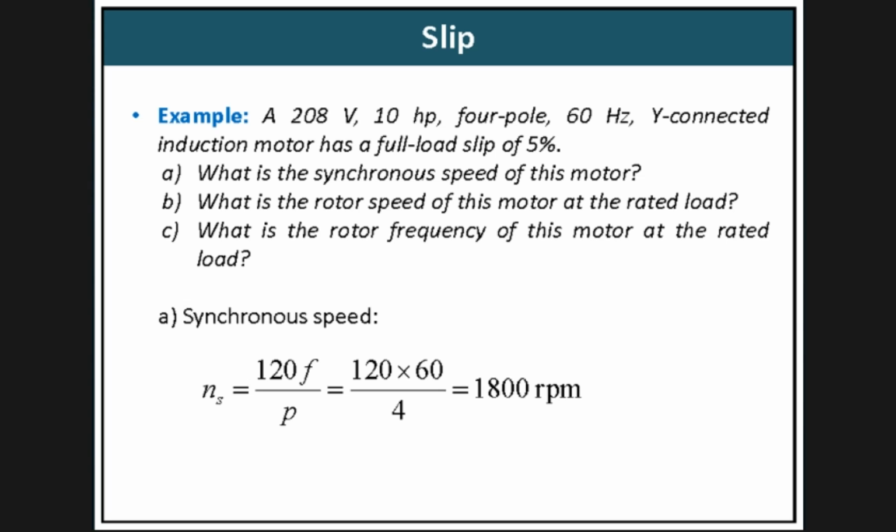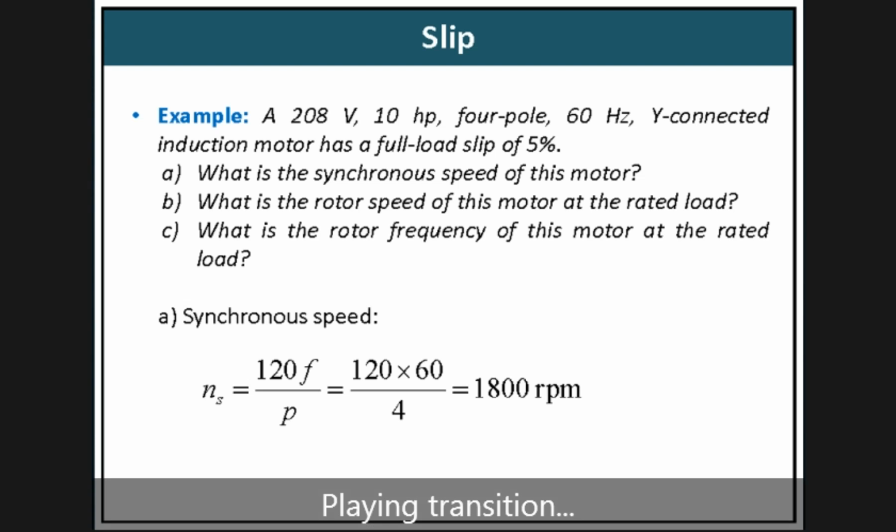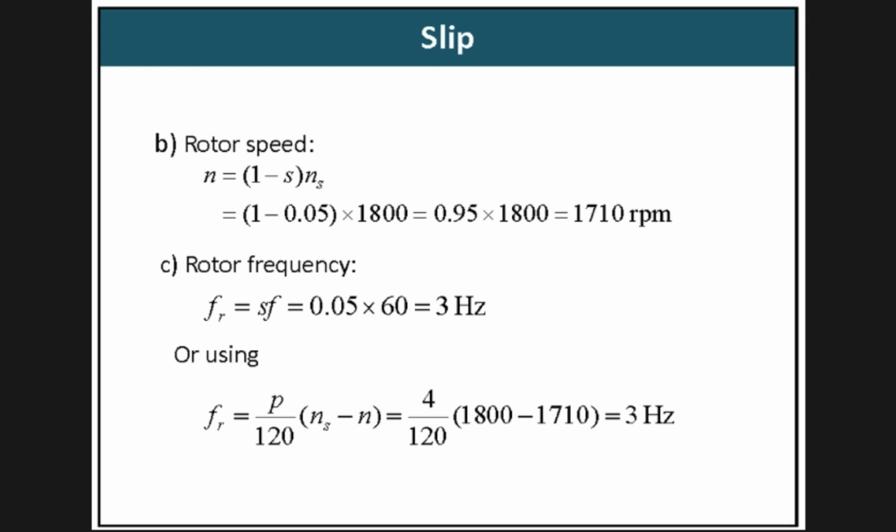In this case, for the rotor speed, if you know the synchronous speed and the slip, then a full load slip is given. Therefore, by using n equals (1 minus s) into ns, you can easily calculate the rotor speed. And then you are asked to calculate the rotor frequency. It is again easy, Fr equals sF. So it becomes 3 hertz.